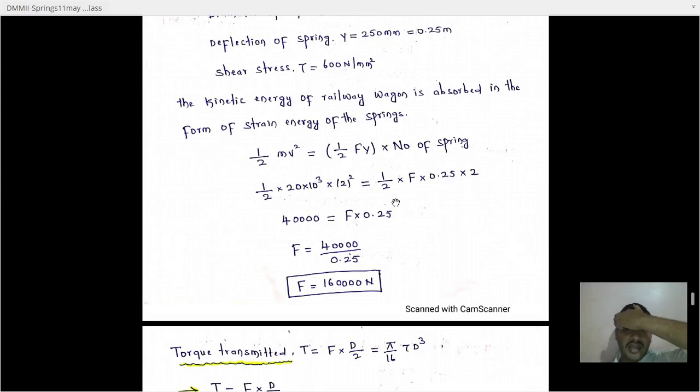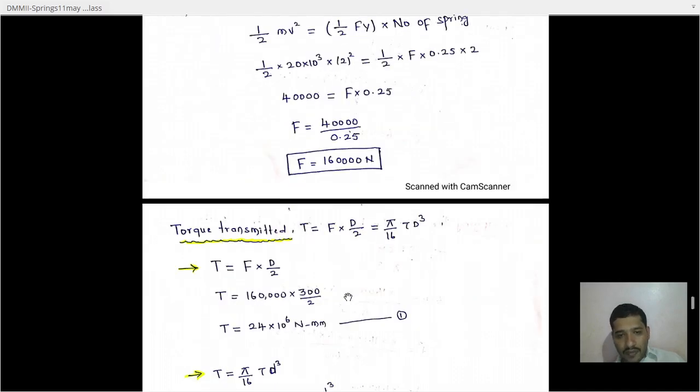If you cross multiply, this 1 by 2 and this 1 by 2 will be cancelled. The remaining terms are 20 into 10 power of 3 into 2 power of 2. If you multiply the whole value, you will get 40,000 equal to F into 0.25. After that, if you divide, you will get F equal to 160,000 Newton.